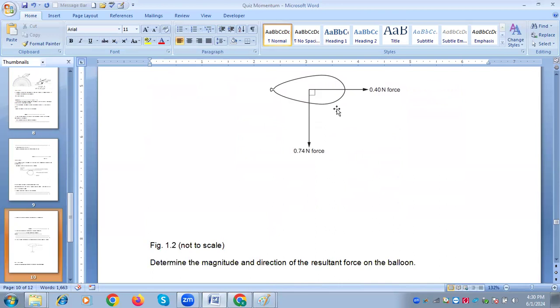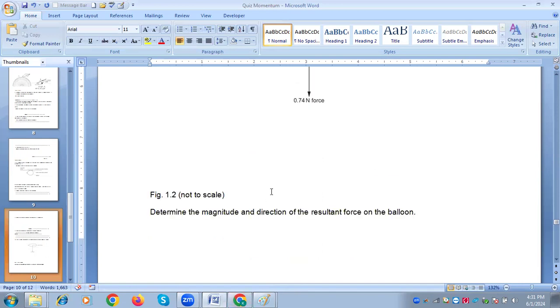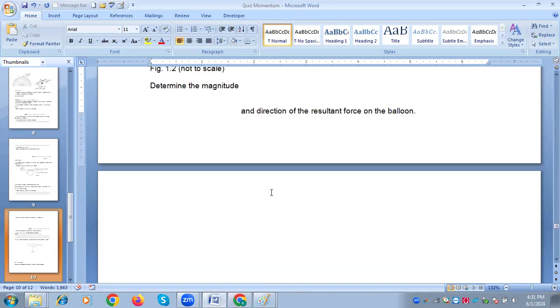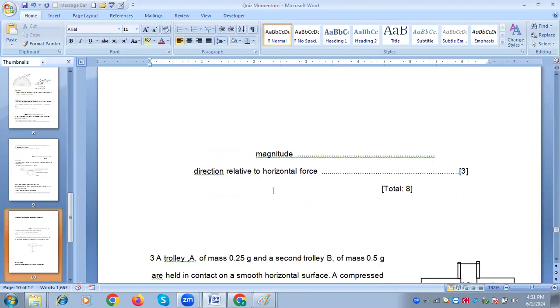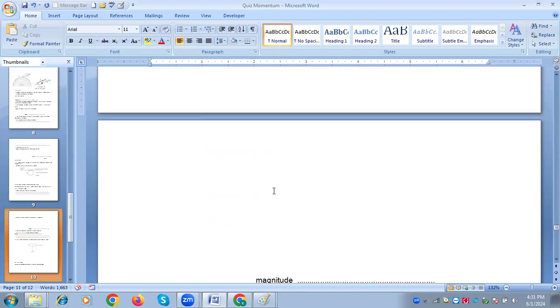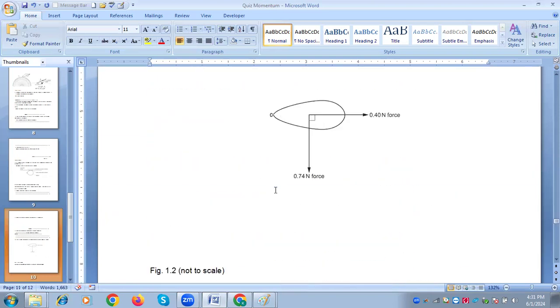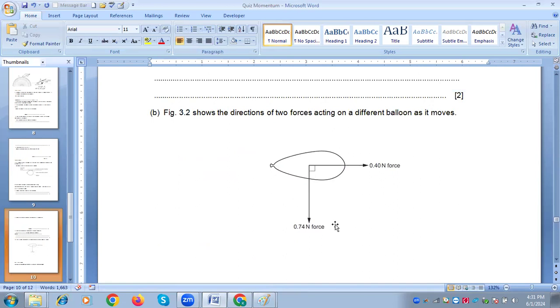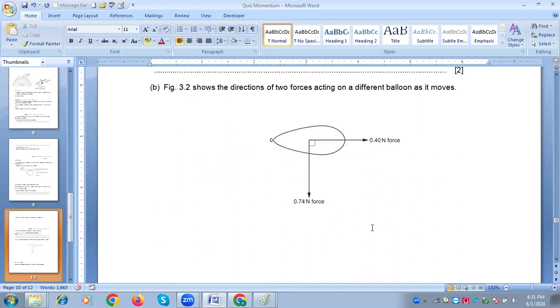So what we will do, we can do it either by the parallelogram method, or by the head to tail rule method, or, because they are at 90 degrees, you can apply Pythagoras theorem. Here I am doing it by Pythagoras theorem. So what will be the resultant force and the magnitude? You have to tell the direction. It means you have to draw it. Otherwise, you can find the direction by tan inverse y over x.